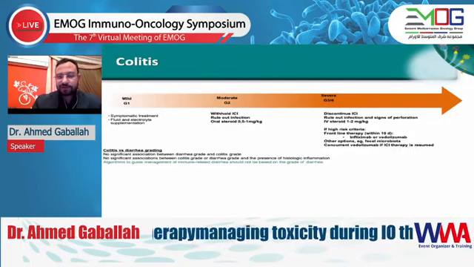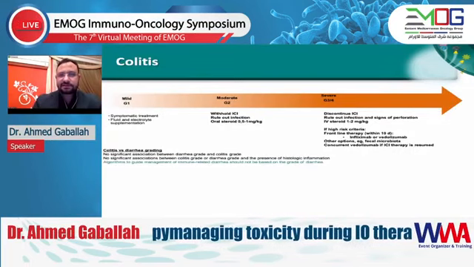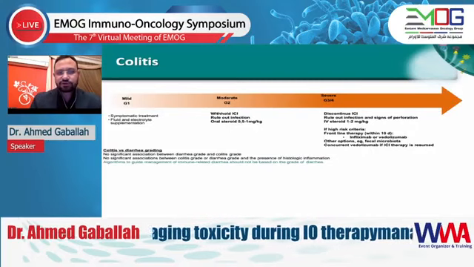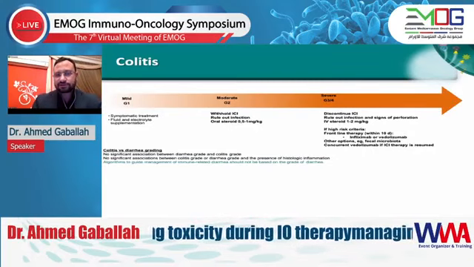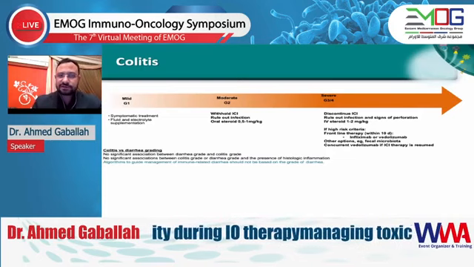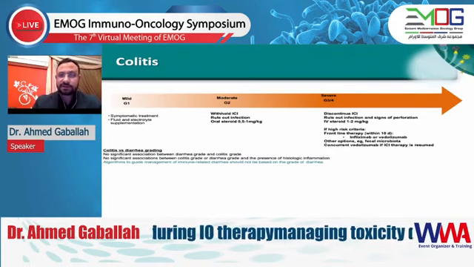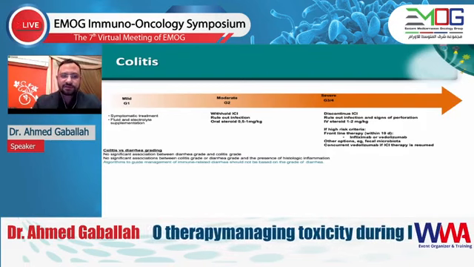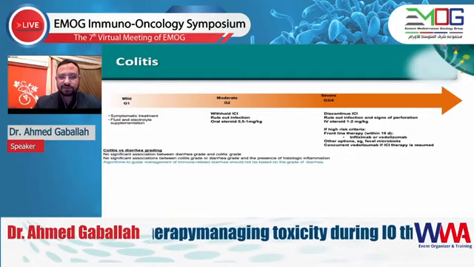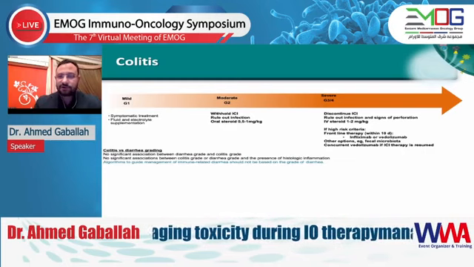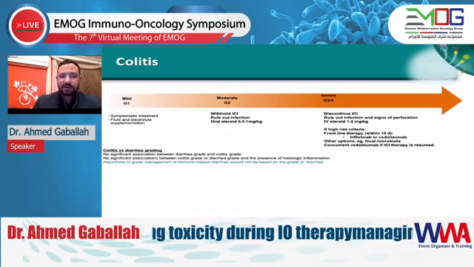What about the immune-related colitis? Immune-related colitis is the second most common side effect that can occur with the immunotherapy. Usually, we have mild to moderate symptoms, rarely grade 3 and 4 colitis. We should know that colitis is not usually accompanied by diarrhea. So colitis is completely different than diarrhea. So there is no significant association between diarrhea grade and the colitis grade. There is no association between colitis grade, diarrhea grade, and the presence of histologic inflammation.